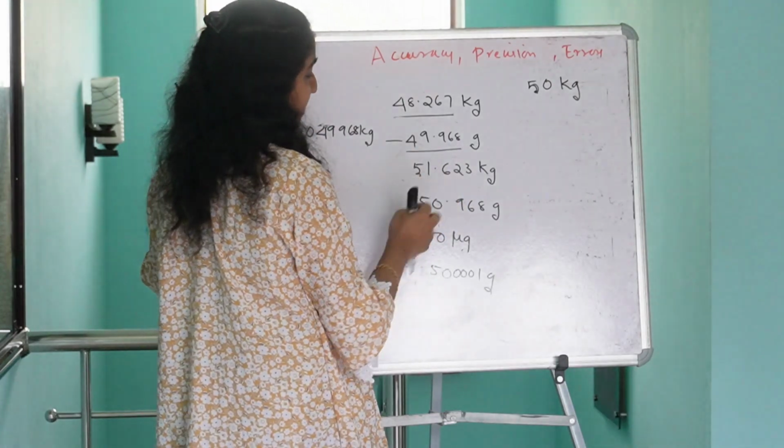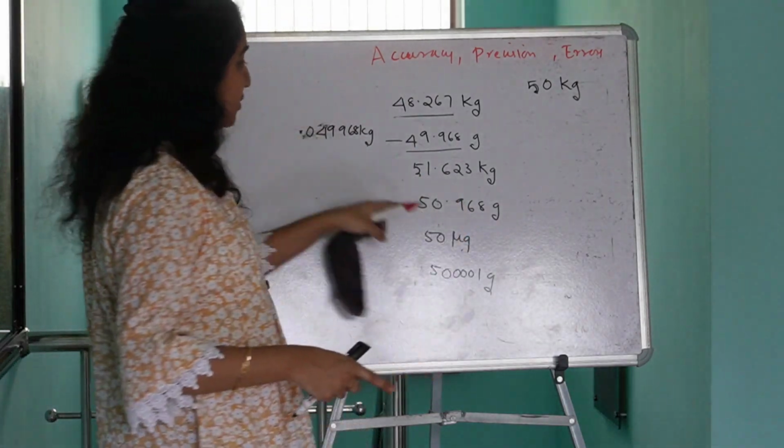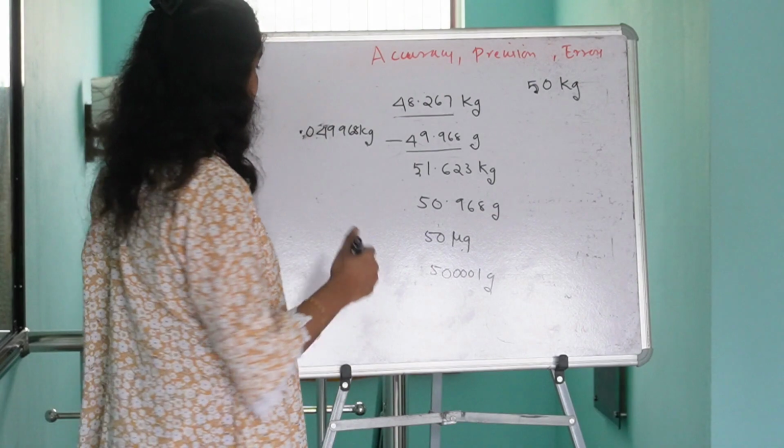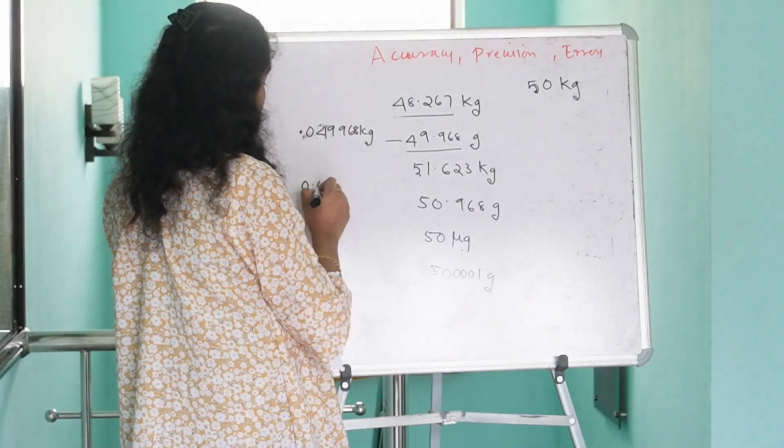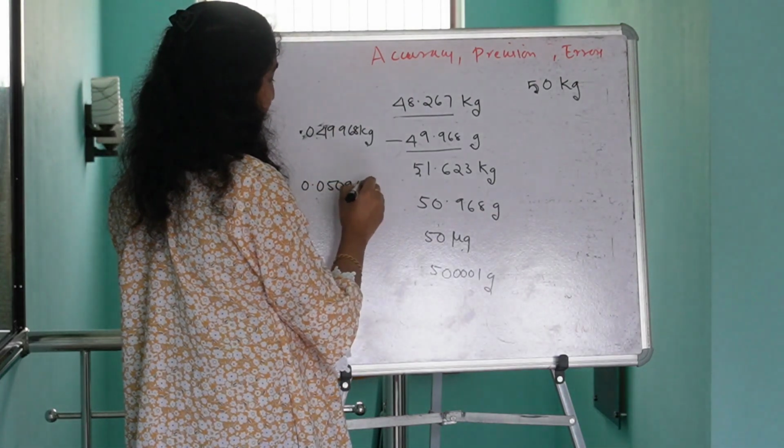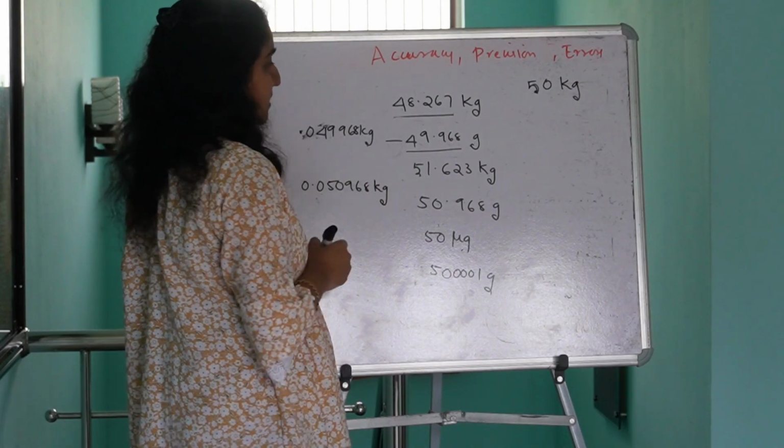It is given in kilogram. Again here, the fourth value is given in gram, so I have to find it in kilogram. The value will be 0.050968 kilogram.